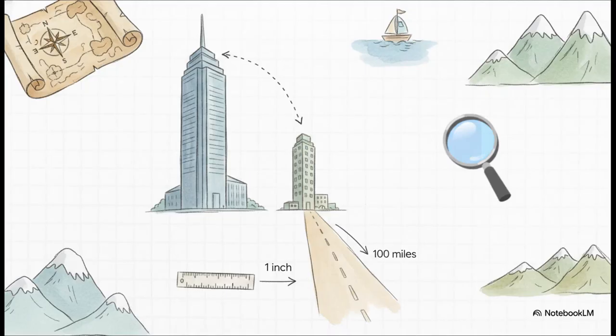Next up in our trusty toolkit is the scale. You can think of the scale like a magical measuring tool. It measures distance by taking the giant, massive real world and shrinking it down so it fits perfectly onto your piece of paper. It basically tells you that, hey, one tiny inch on your map might actually equal 100 huge miles out there in real life.